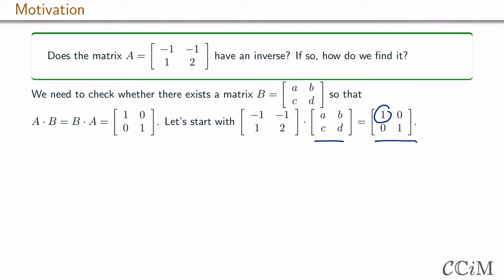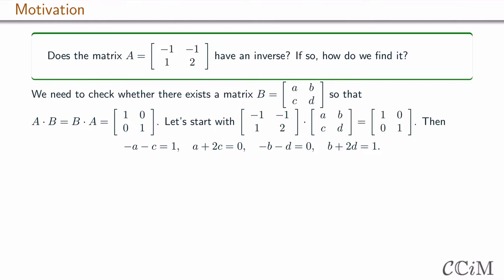But this 1 here, for example, is obtained by taking the first row of A and multiplying with the first column of B. So I find that minus A minus C needs to equal 1. Similarly, this 0 here must be obtained by taking the first row of A and multiplying it with the second column of B. So minus B minus D must equal 0. And similarly for the next two equations.